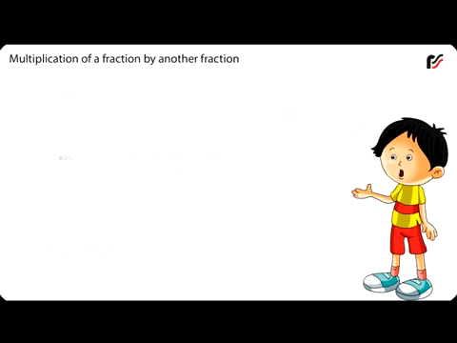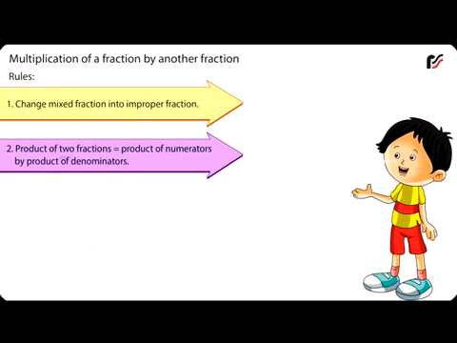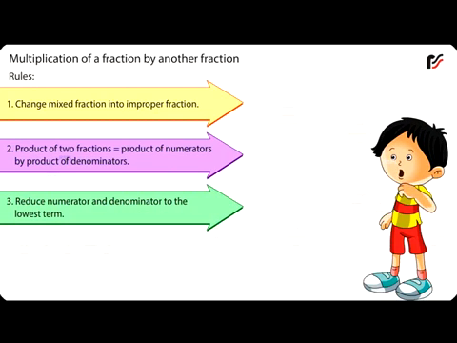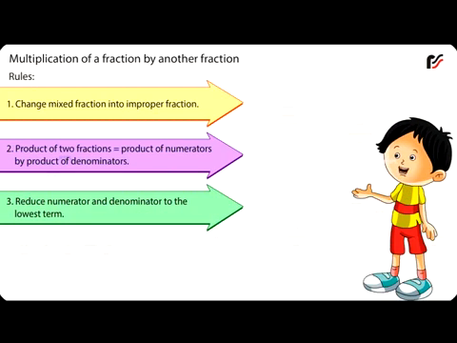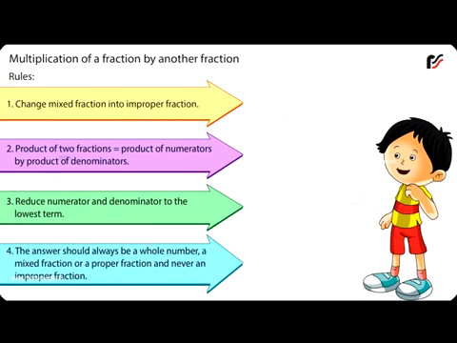Multiplication of a fraction by another fraction. Rules. Change mixed fraction into improper fraction. Product of two fractions is equal to product of numerators by product of denominators. Reduce numerator and denominator to the lowest term. The answer should always be a whole number, a mixed fraction or a proper fraction and never an improper fraction.